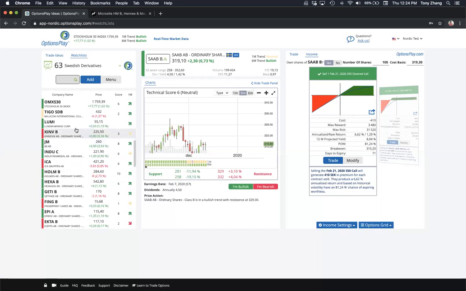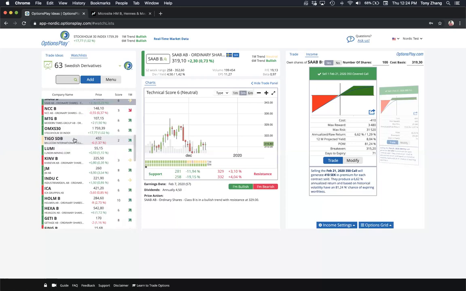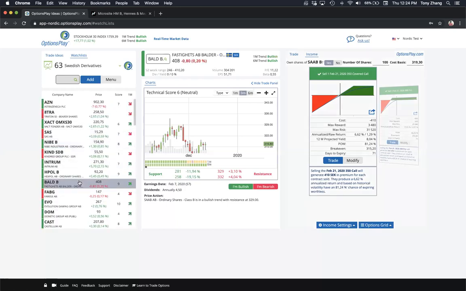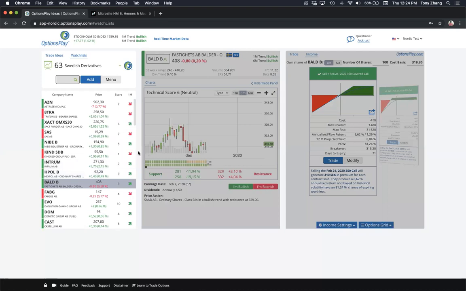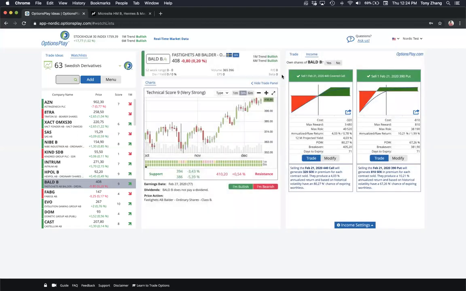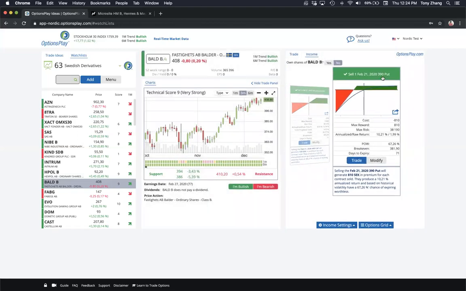You can click on a symbol. Let's say we want to look at, the other day we were looking at Bald B. When I was in Stockholm on Tuesday, when we were doing this event, we were looking at Bald B, which is trading at 408 crowns. And we wanted to look at selling a cash secured put. So here, the February 21st, 390 cash secured put, which is again about 20 crowns below the current price. Here, we're getting 810 crowns on a stock that does not pay a dividend.